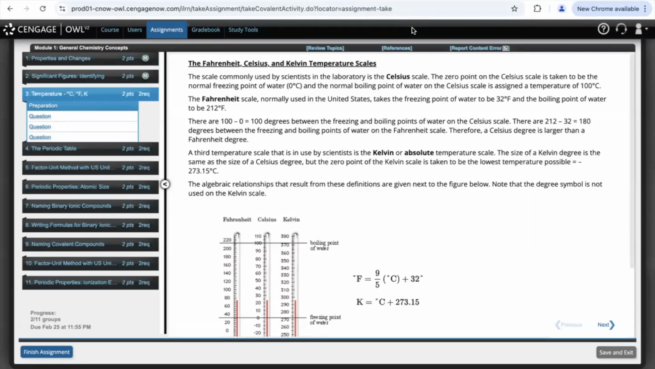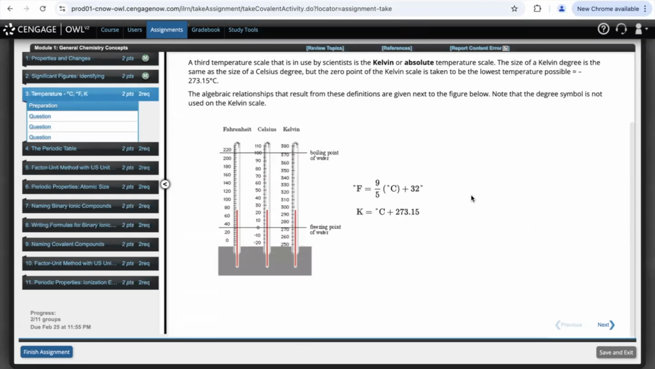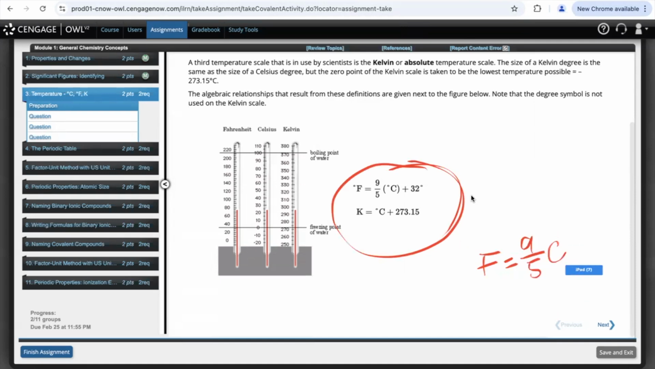All right, so here we're gonna try number 3. This one also has a preparation page, and it has these formulas on it, which are great. We're gonna need these, so I'm gonna go ahead and copy these, so when I move over to the next slide, I can still see them. So we have Fahrenheit and Kelvin.